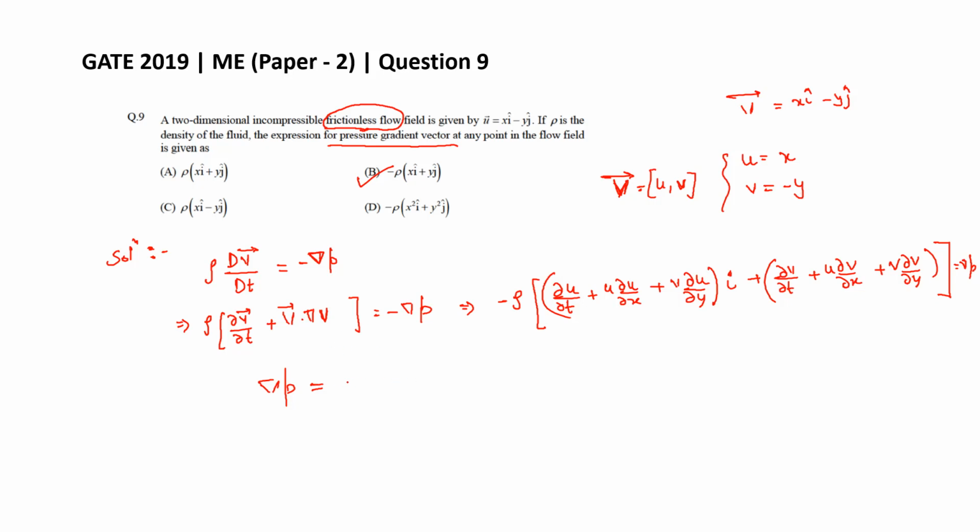Now it's just a matter of doing the partial differentials again. This is minus rho, and this term immediately goes away because both these u's and v's are not a function of time for us. So this is like a steady flow. And then, let's substitute u, which is x, and du dx will be equal to 1. Now if you see du dy, u is not a function of y, so this term also goes away.